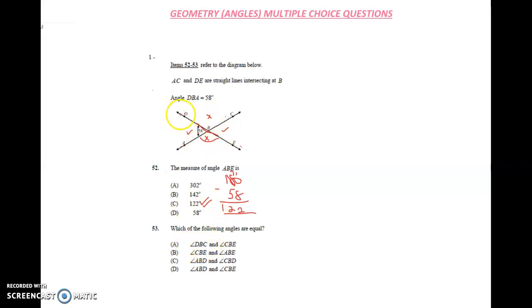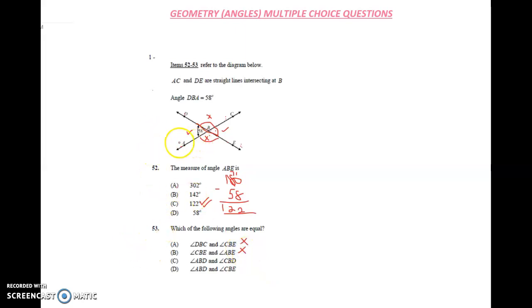DBC is equal. So that's DBC is here. Is equal to CBE. Where is CBE? CBE is here. Those are not equal. Those are in a straight line. So this one is off. Next one. CBE, so here, is equal to ABE. ABE, that's here. Again, this is not a straight line. So these are not vertically opposite, they're not equal.